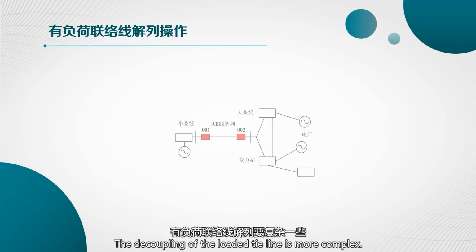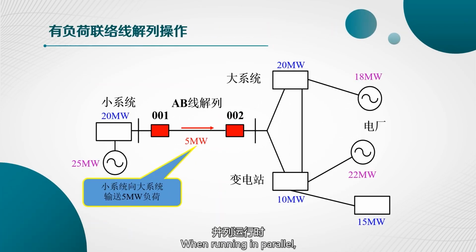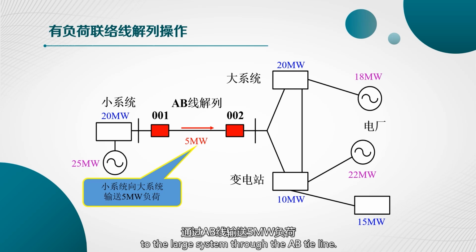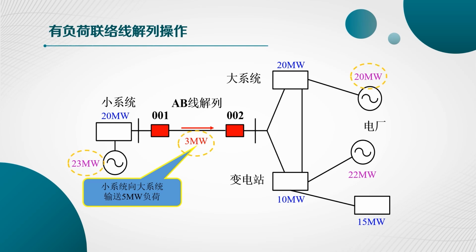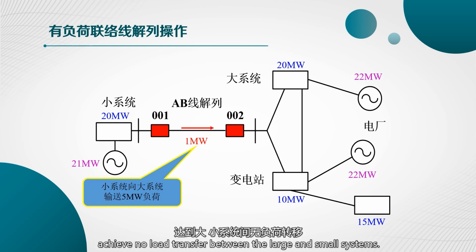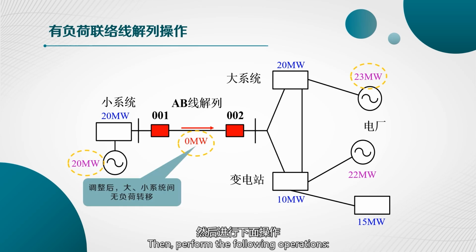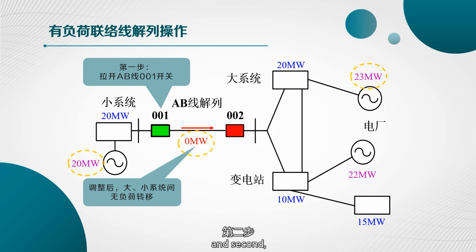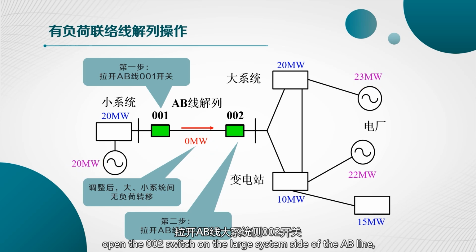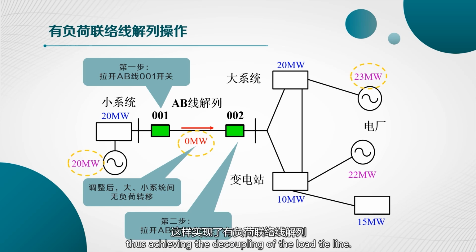The decoupling of the loaded tie line is more complex. When running in parallel, the small system transfers 5 megawatts load to the large system through the OV tie line. Therefore, when decoupling, adjust the power of the tie line first to achieve no load transfer between the large and small systems. Then perform the following operations. First, open the O1 switch on the small system side of the OV line, and second, open the O2 switch on the large system side of the OV line, thus achieving the decoupling of the load tie line.